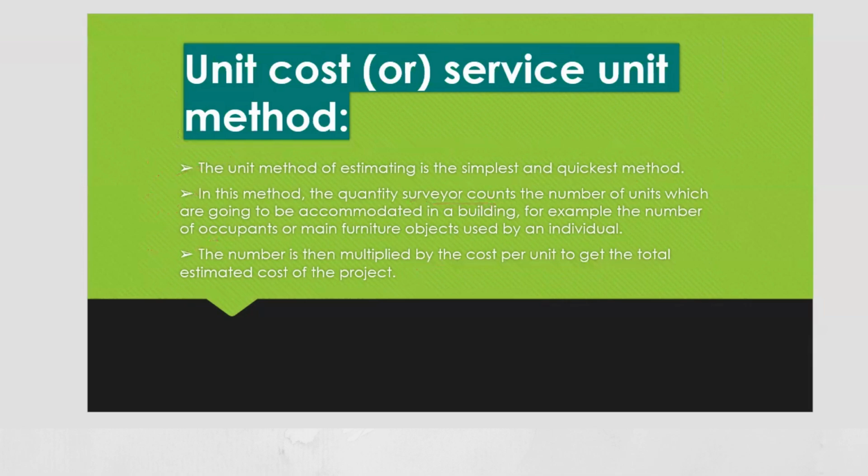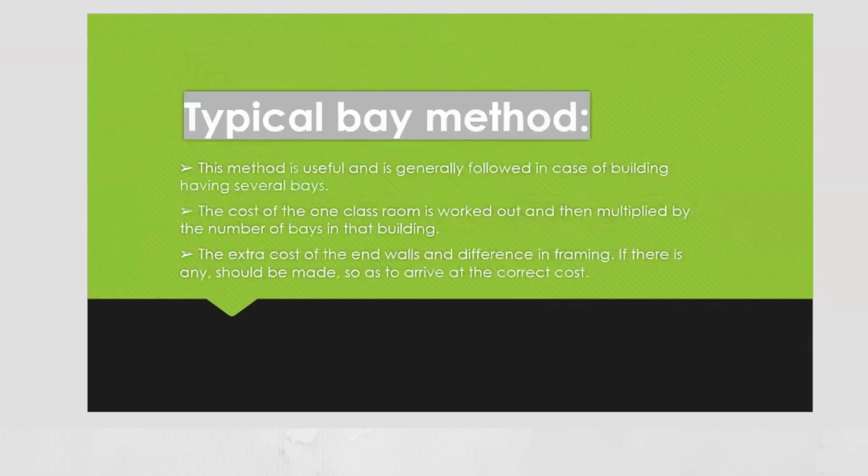Then the last two options are remaining. The typical bay method is useful and generally followed in the case of buildings having several bays. Do you know what a bay is? We can call it a bay frame, because nowadays only frame structures are being constructed. So in that there will be a bay frame. A bay is nothing but whenever there are two columns and one beam. That structure we call one bay.